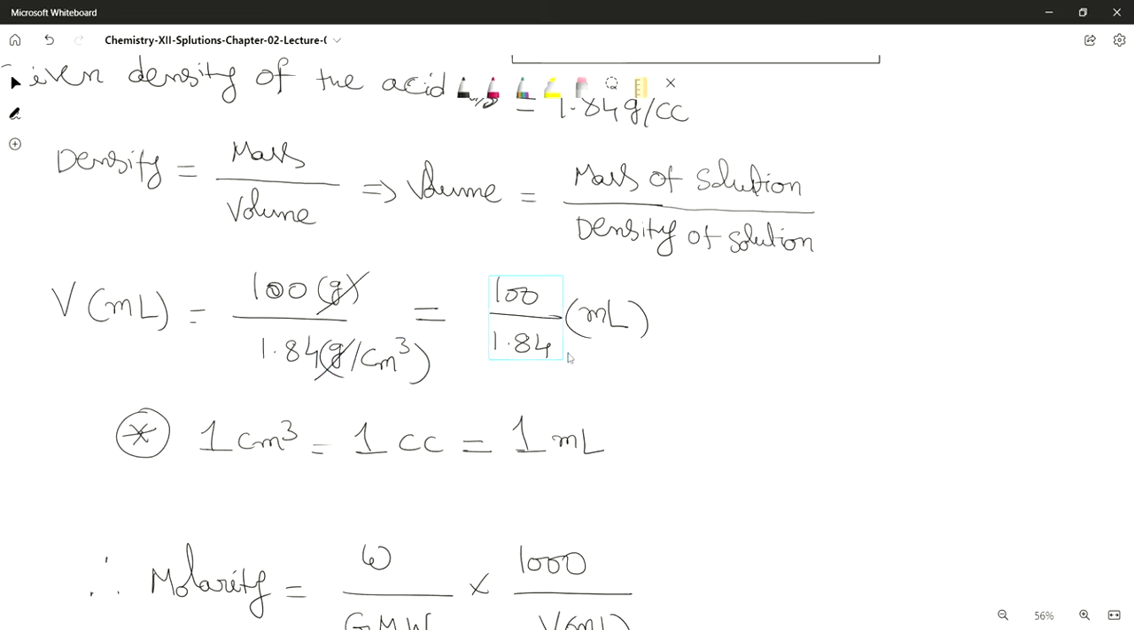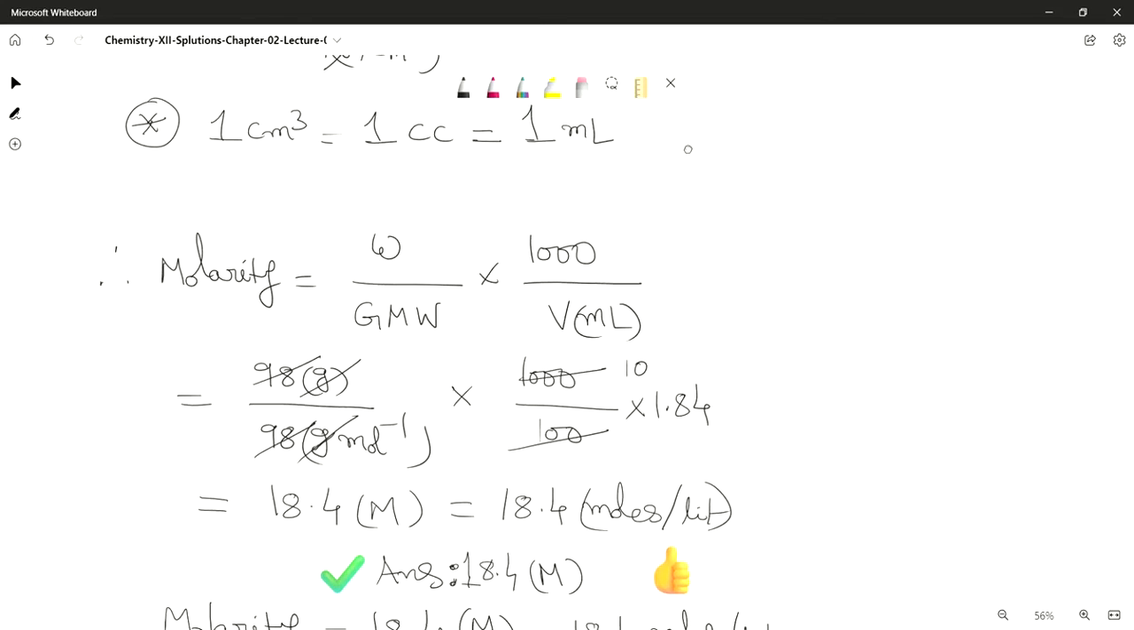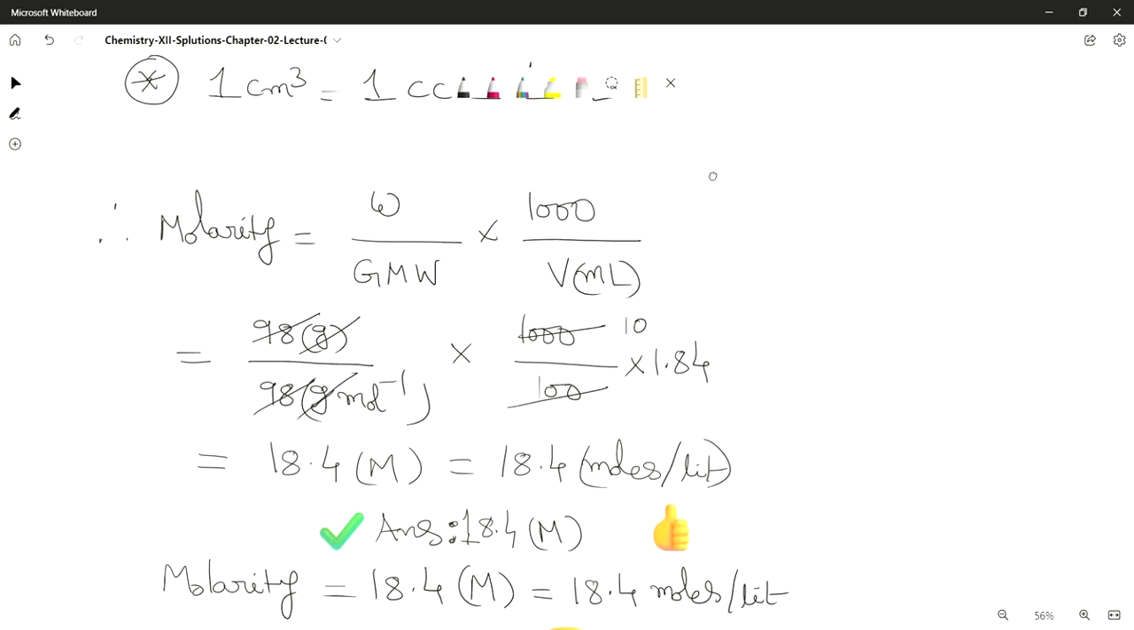So 100 by 1.84 mL. That's the mL. 1 centimeter cube is nothing but 1 cc or 1 mL. This equation you all have to remember. The next one is that molarity is weight by gram molecular weight into 1000 by V mL. So the volume of solution is 100 by 1.84, isn't it? So you can invert this here, volume of the solution, and 98 by 98.